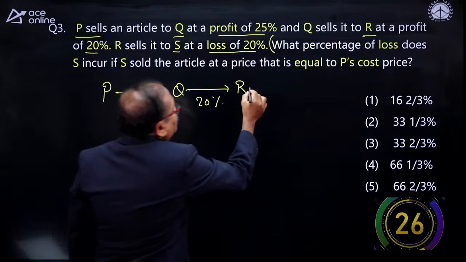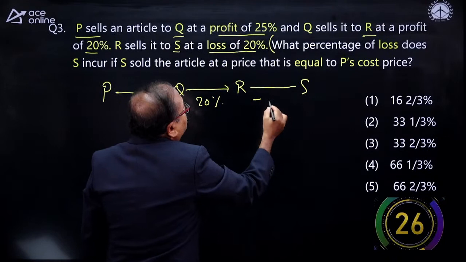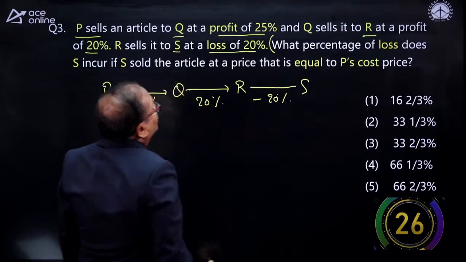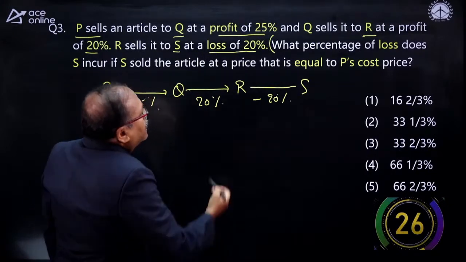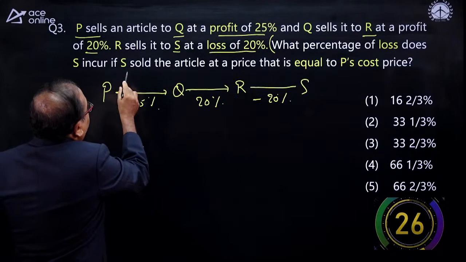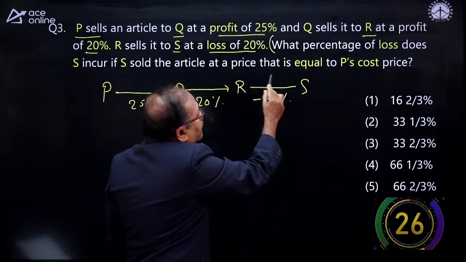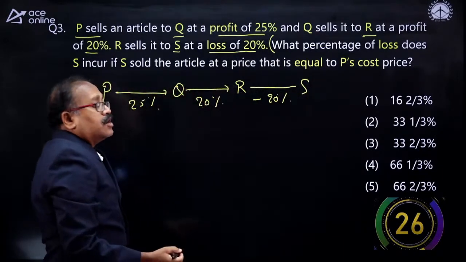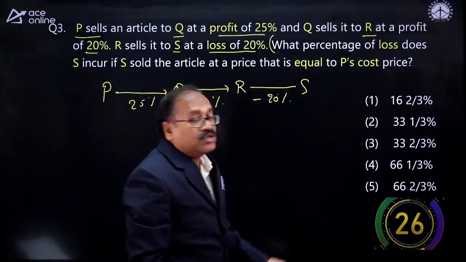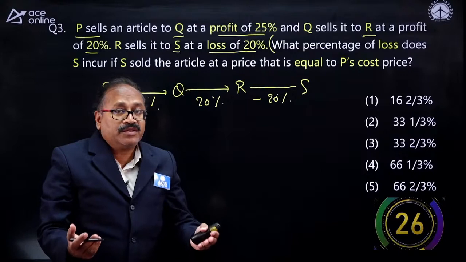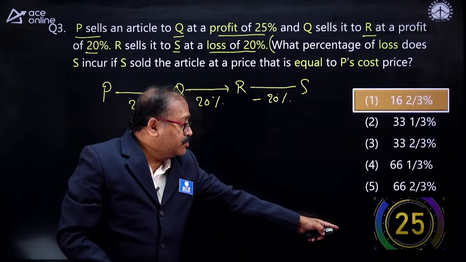And R sells it to S at a loss of 20%. What is the price paid? Do we have any price anywhere? No. What is the percentage loss S incurs if S sold at a price equal to P's cost price? Okay, now this is the question, and it was from the previous year. Now your time starts now.